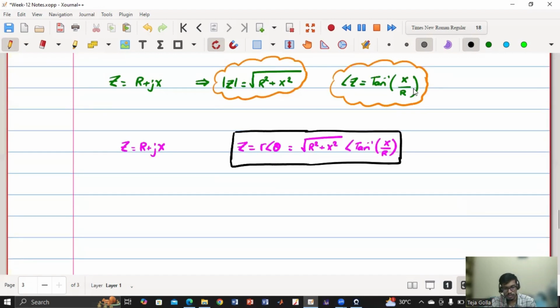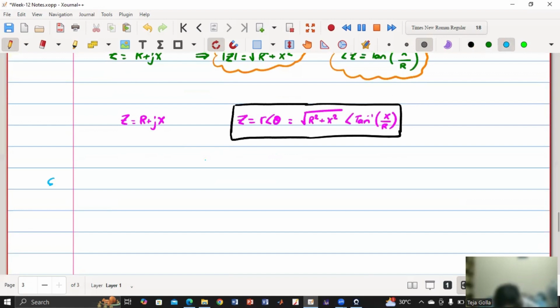So now we'll get back to the question someone has asked. Say my input is, let it be more generic, VP cos omega t plus phi. I am writing it as real part of VP phasor into e to the power j omega t.